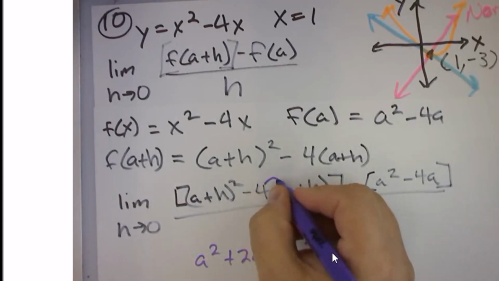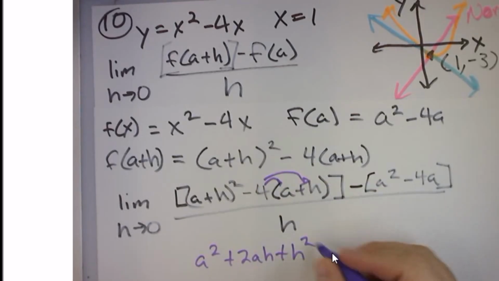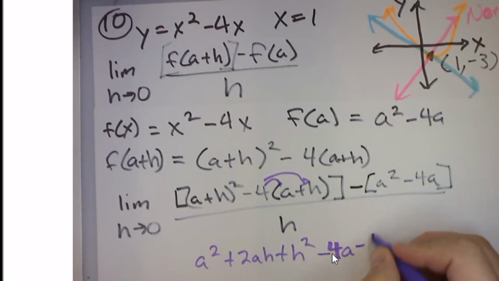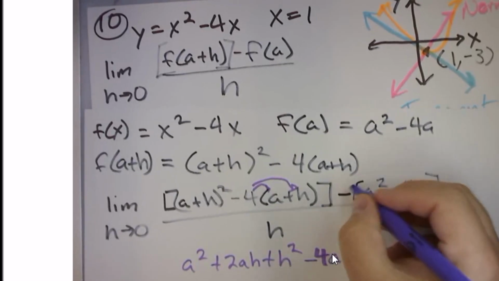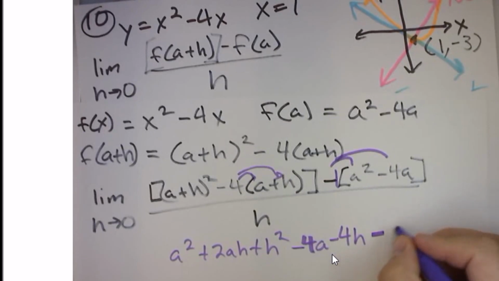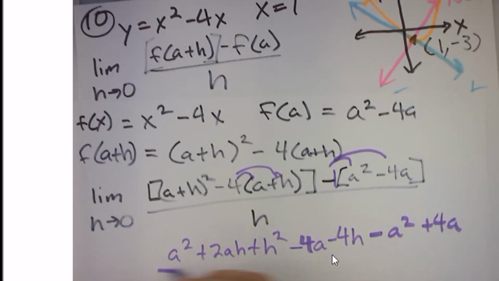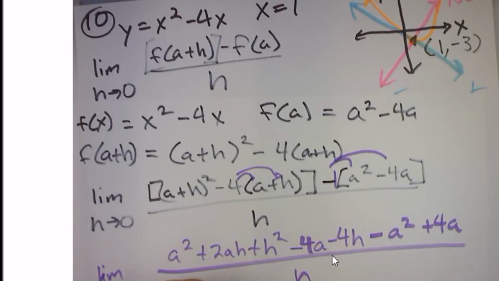Then we've got to distribute negative 4 times the quantity a plus h. Now, if I forget one minus sign in this process, the whole thing goes wacky. Then I need to distribute the negative 1 through the brackets, which will be negative a squared plus 4a, all over h. And we're taking the limit of all that stuff as h approaches 0.